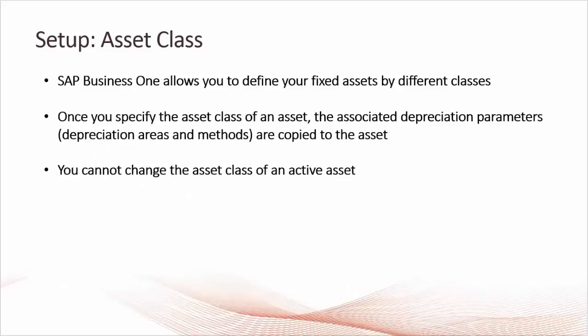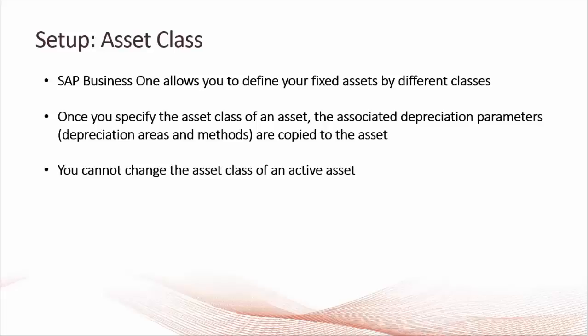Next, we will look at asset classes. You can use asset classes to classify fixed assets according to business and legal requirements. For each asset class, you can assign various depreciation areas and depreciation types. After you assign an asset class to an asset, the depreciation parameters are taken to the asset master data as defaults. You cannot change an asset class of an active asset.